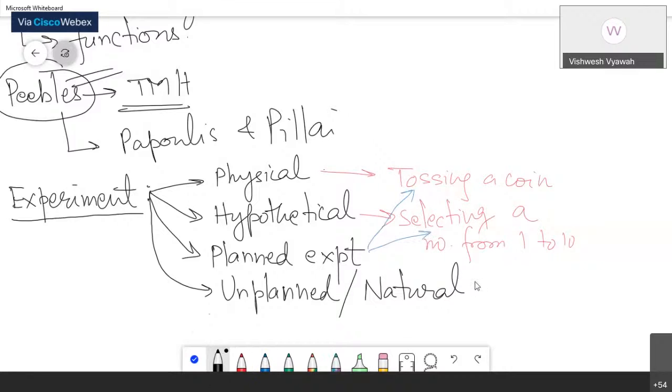Next, we are talking about the unplanned and natural. So as I said, rainfall in Mumbai. Understand a very important thing: each of these experiments, whether it is physical, hypothetical, planned, or natural where you don't have control over it, is generating data. It is generating small data, a moderate amount of data, or huge data, but it's generating data. Tossing a coin is going to generate only two outputs, which we call outcomes, heads and tails. But each of these is going to generate data, and that data is going to be very important, and data science is what we are interested in learning. Okay, so we will move on.